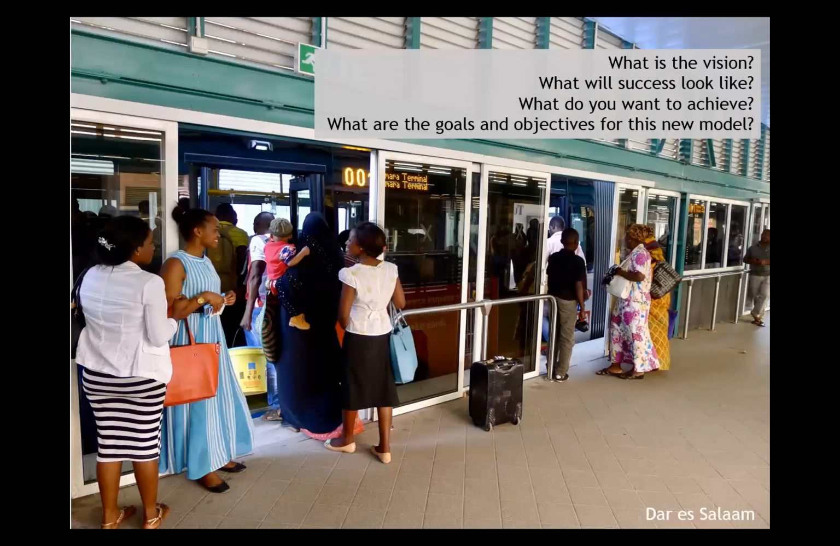So how are you going to make this be something that is distinctive in your city? Part of it starts with setting the vision, being clear about what success is going to look like for you. What do you want to achieve with this? It's about having your goals and objectives for this new model apparent and clear for everyone.